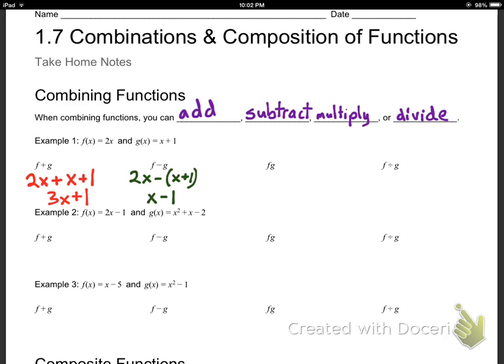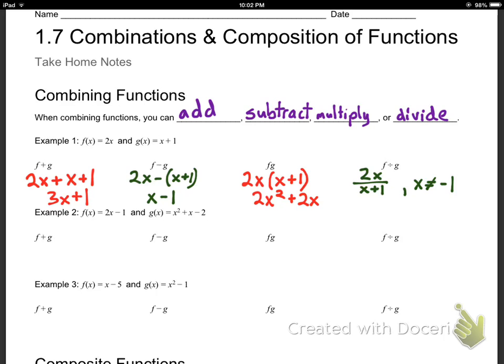The tricky thing about subtracting functions is that when you subtract a function, you subtract everything in the function. So you should distribute that negative and make that minus 1. When multiplying functions, you just simply distribute, or Punnett square if you need to. And when dividing functions, all you do is make sure you say what the domain can't be.